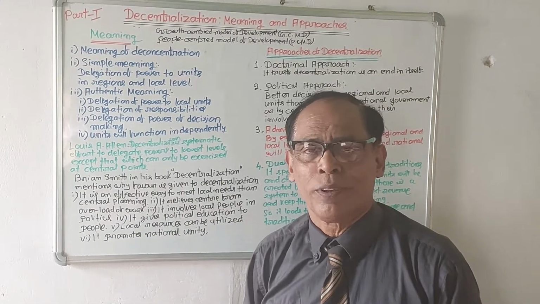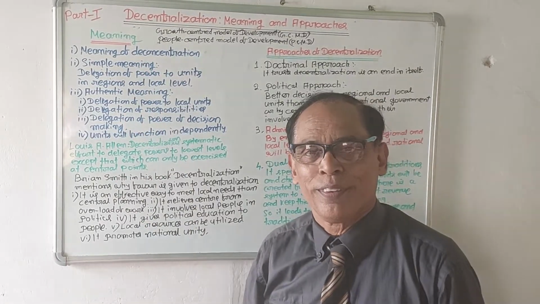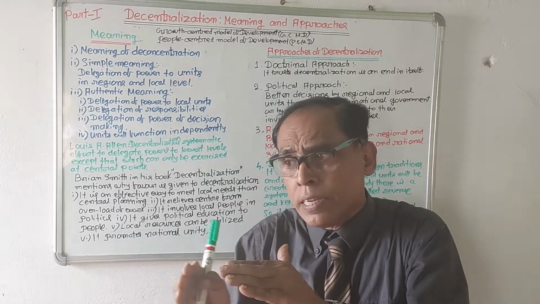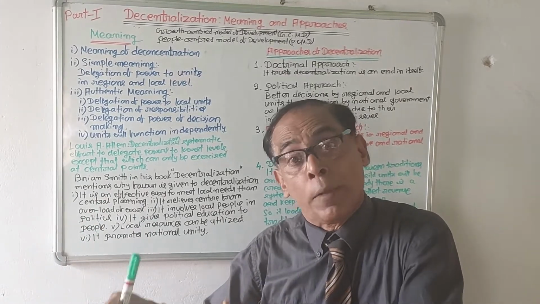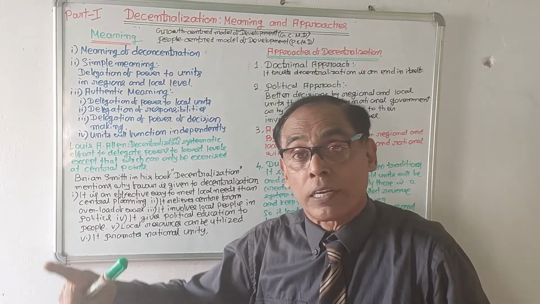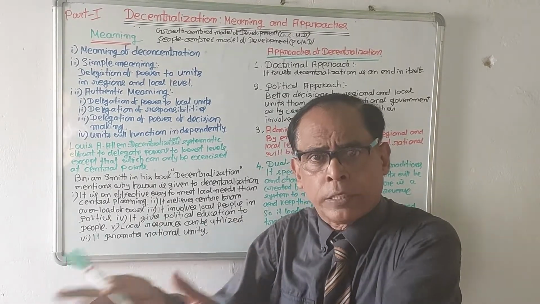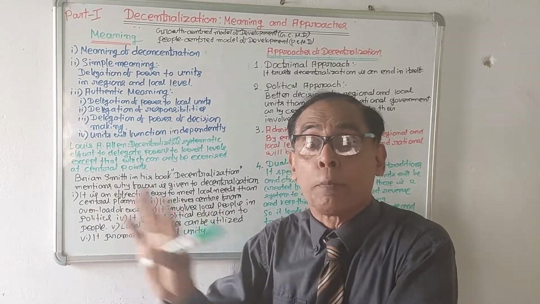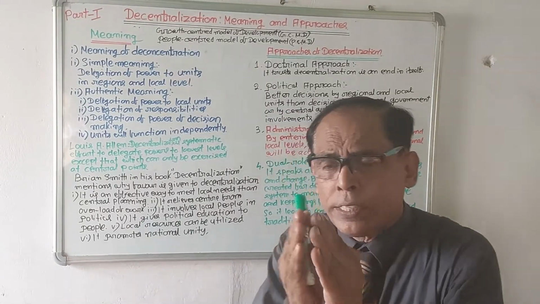What is decentralization? In order to be clear about the meaning of decentralization, a person must be clear about the meaning of deconcentration. Deconcentration means whenever the central government creates offices at the regional level and local level, and these offices are given responsibility to make development, but they are not given power to make decisions. These offices are under the control of the central government. They are not independent. It is deconcentration. But what is decentralization?